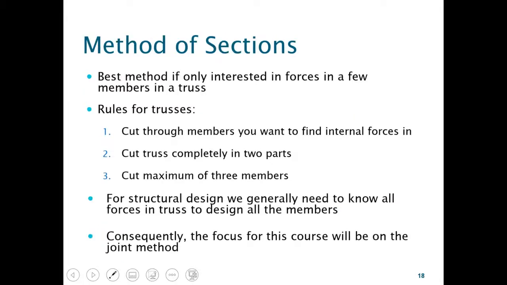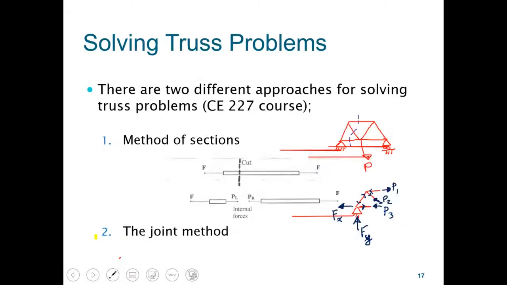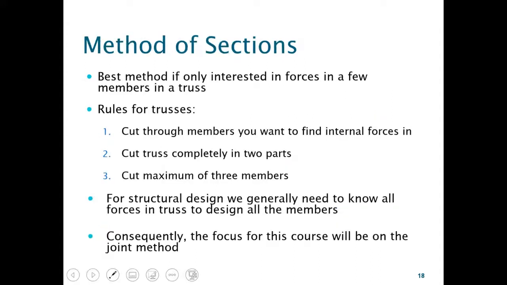So it's really best if you only want to know the force in a few of the members in the truss. What are the rules? Well, you cut through the members you want to find the internal forces in. You cut the truss completely in two parts. So that's what we've done here. Basically cut down through the truss completely, and then that means that we have a bit of truss here on the left hand side, and then we have these forces associated with it. We can cut a maximum of three members, so if there are more than three members then it won't work. For the structural design, we generally need to know all the forces in the truss to design all the members, so therefore the focus of this course will be on the joint method.